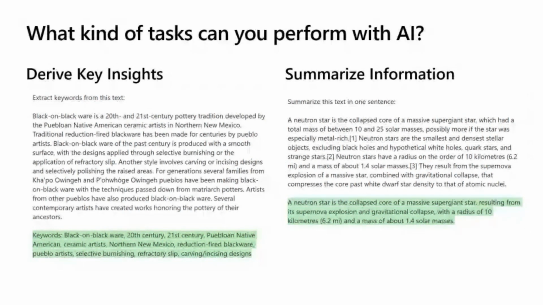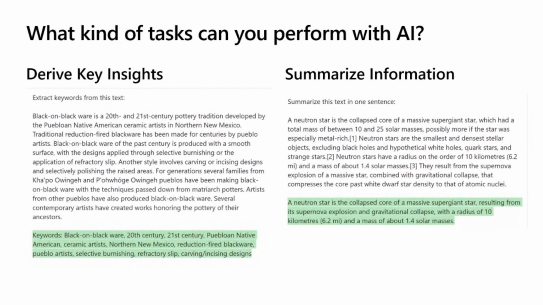On the left-hand side, you can see there's a long-form text about pottery. Using AI, I was able to extract the keywords within the text, which I could use for quicker retrieval and discovery of this information later on. That's the part that you see highlighted in green. Similarly, on the right, you can see that there's a long paragraph about neutron stars. Although there's a lot of really great information there, I just want to know the main idea. Again, to help me with this, I used AI to distill the information into a single sentence.